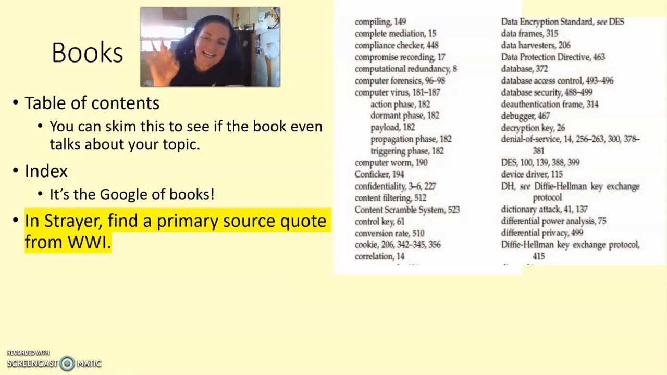On your tables right now, there is a copy of Strayer. Strayer is the red book. Inside of it are primary sources. So what I want you to do is go find one. I'm literally going to give you a minute. And pause.